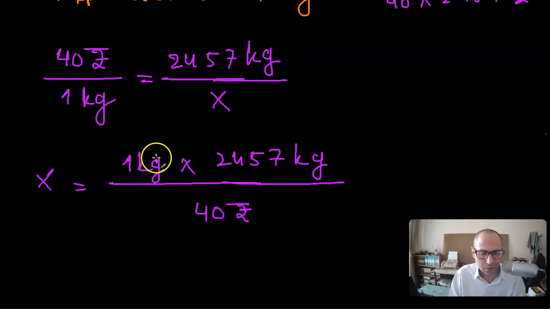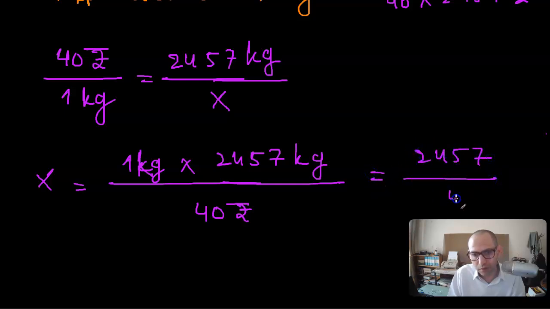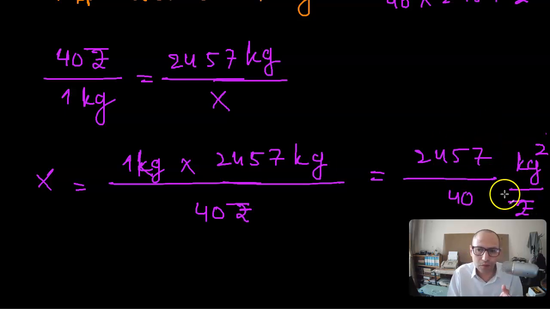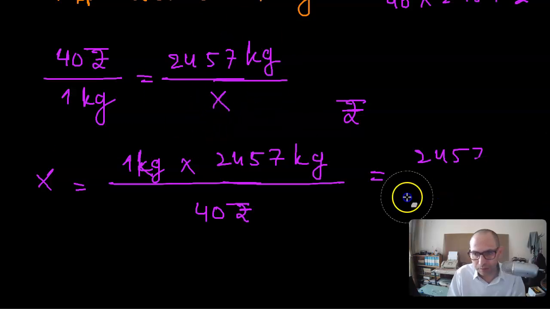And you see that now this essentially kilo times kilo becomes kilo squared per rupees. So then the answer becomes 2,457 divided by 40, and then the unit becomes kilogram squared per rupees, which is not wrong or anything. It's just not what I'm looking for, meaning that using this, I cannot do anything. I'm looking for actually the rupees, meaning the price, right? So of course, this way of setting up things is not correct, right?